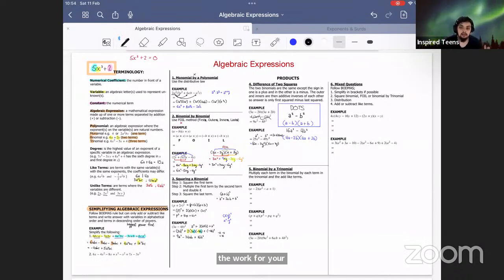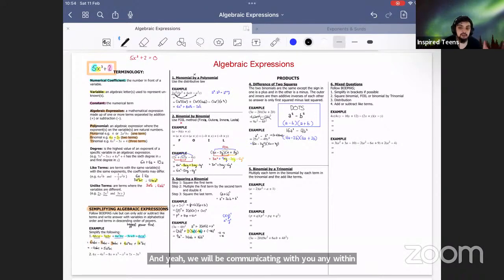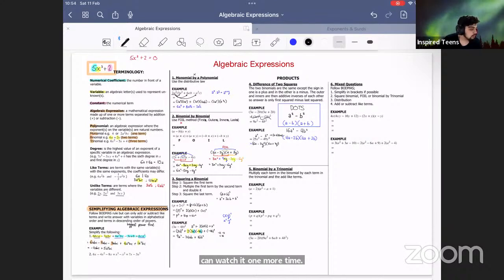We will be communicating with you with regards to any updates. These will be uploaded to the WhatsApp group by tonight at the latest, as well as the YouTube video. You will have the link for it in the group, and you can watch it one more time. Will the difference of squares work with cubes? No, it will not work with cubes. Cubes are different. We will go through that in the next section.